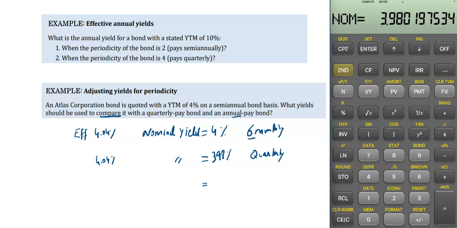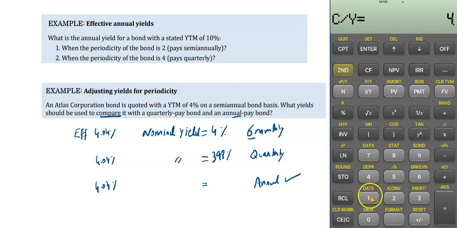And now, if it is an annual paying bond, although we already know the answer that effective annual rate and nominal rate will be same in case of annual compounding, but let's calculate with the help of calculator. Annual compounding means C/Y will be only 1. If effective annual rate is 4.04, nominal rate will also be equal to 4.04.